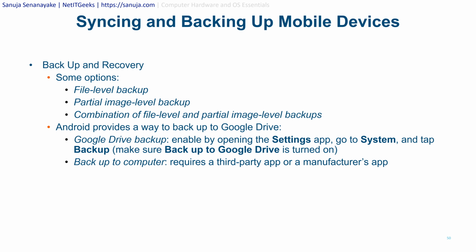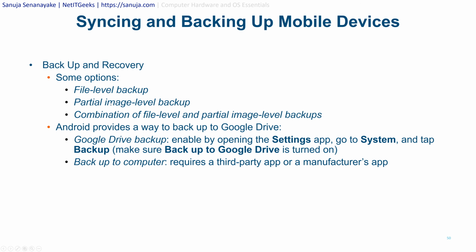Android provides a way to back up to Google Drive. The Google Drive backup is enabled by opening the Settings app, going to System and tapping Backup, and then you can back up to the Google Drive that is installed, right? Backup to a computer can also be done through a third-party app or the manufacturer's app. And when it comes to image level backup, it is typically only supported by the manufacturer's apps, not at the level of third-party apps. It's either the manufacturer's app or the Google Drive app that may support image level backup.